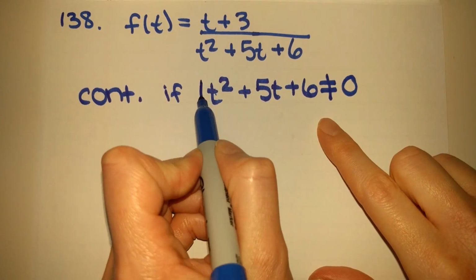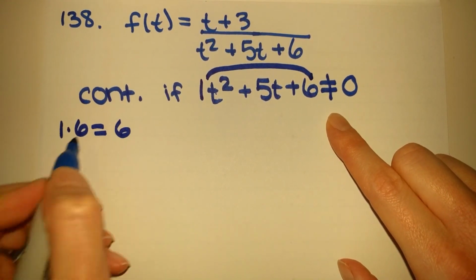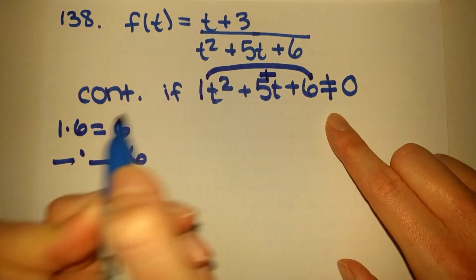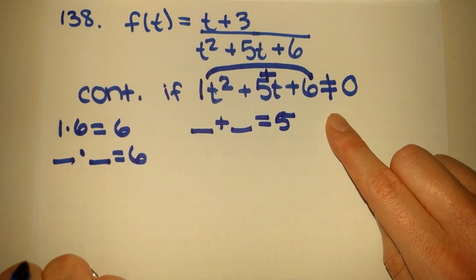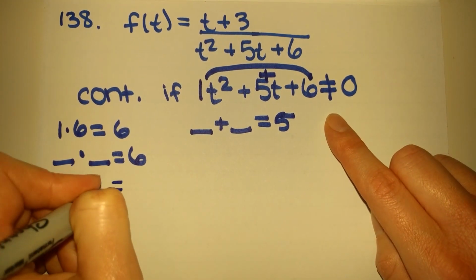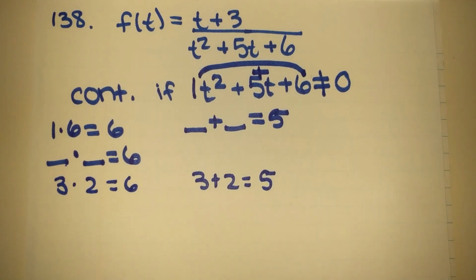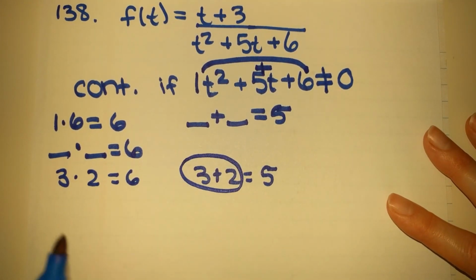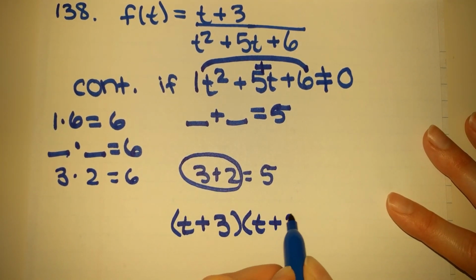So we think about the factors of the first times the last, so 1 times 6. We need two numbers that multiply together to give us 6, and they need to add to give us 5. You think about it, and maybe 3 times 2 will give you your 6, and 3 plus 2 will give you your 5. Now, because you do have a 1t squared, you can just plop these numbers down. So you can write this as t plus 3 and t plus 2.